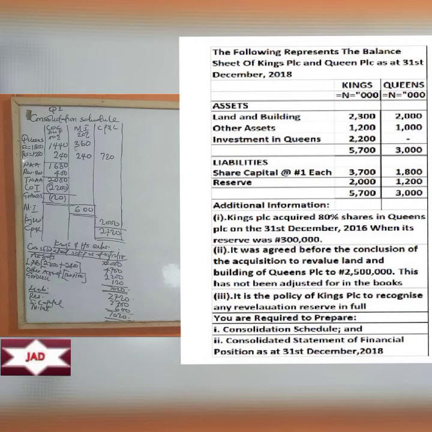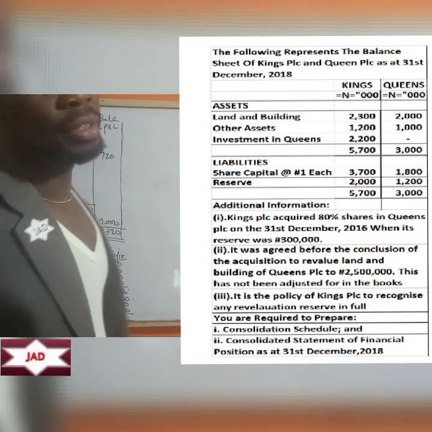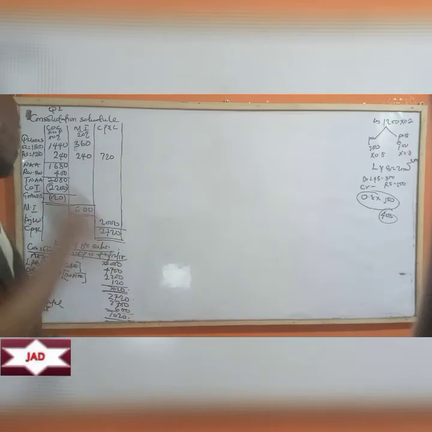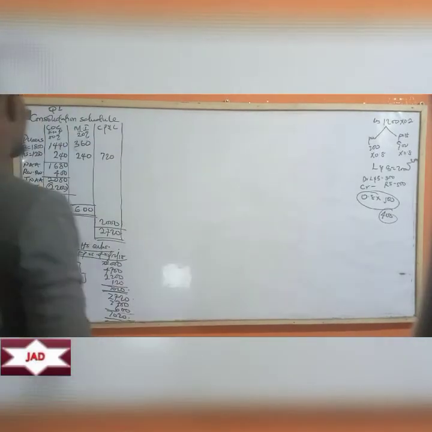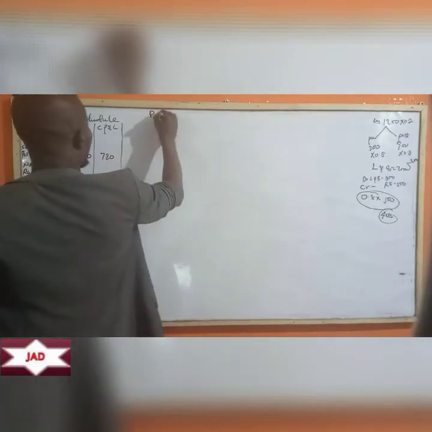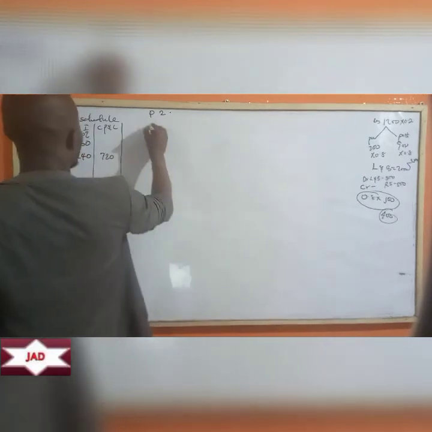Yeah, 80% acquisition. It was agreed before completion, so it's still pre. But the policy now says that Kings PLC recognizes any revaluation reserve in full. So we are not doing group share only. You're doing everything in full. Okay? So this is question 2, right? Because it's the same thing.